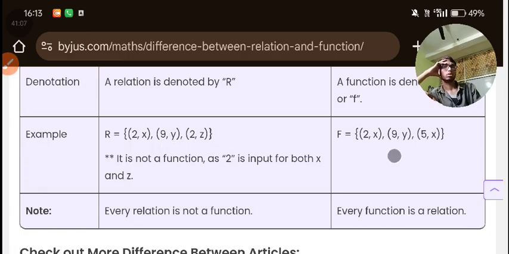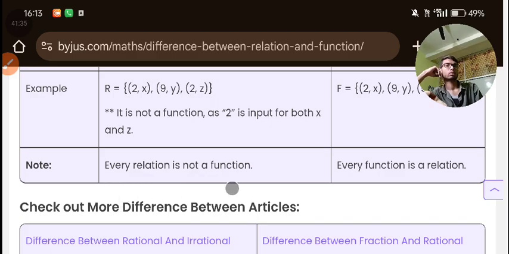Here the function would be (2, x), (9, y), and (5, x). So here the domains are different, but the ranges are the same. Not every relation is a function, but every function is a relation.